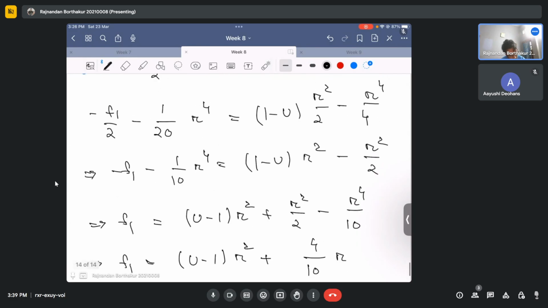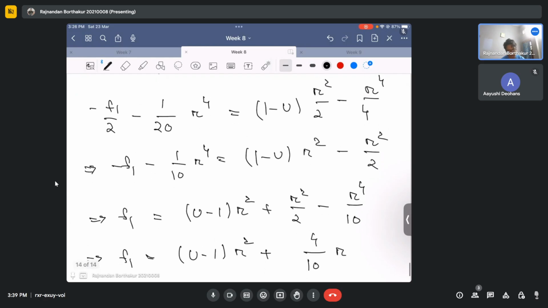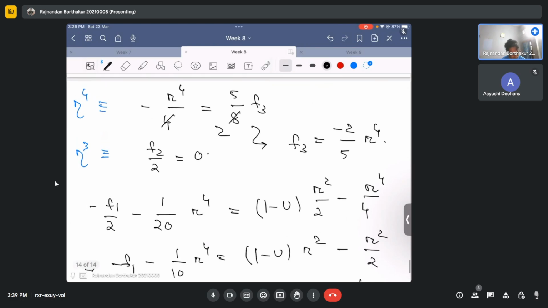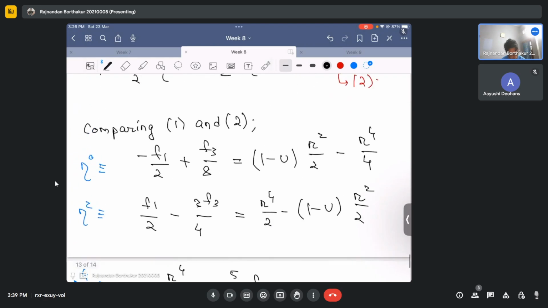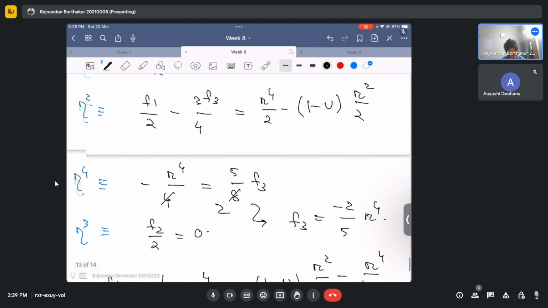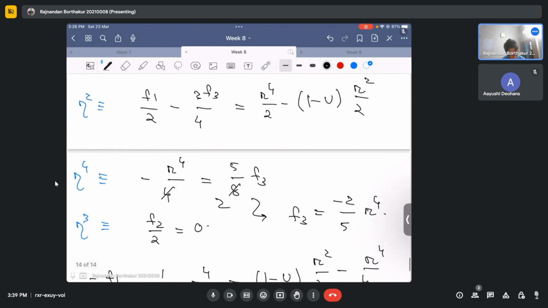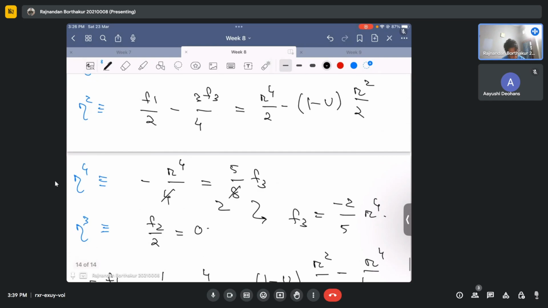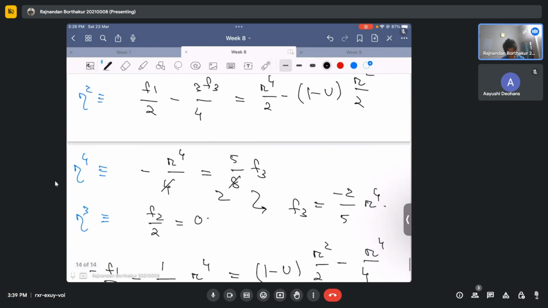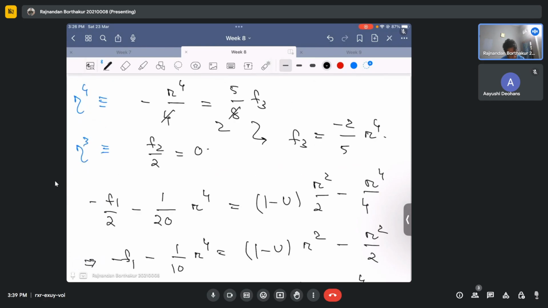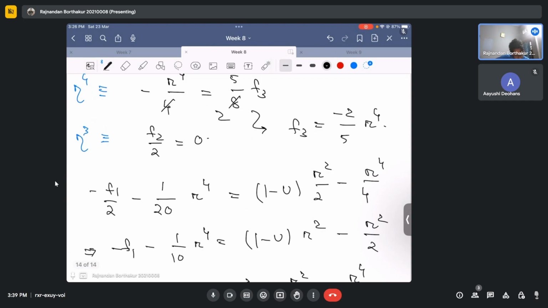Hold on. Did I make any mistake here? Just one second, I'm just checking. So it's minus f1 by 2 and f3 is minus 2 by 5 r power 4. So we just substituted it here. So it is f3 by 8, so it becomes 1 by 20 r power 4.